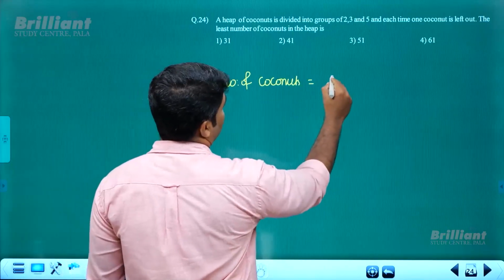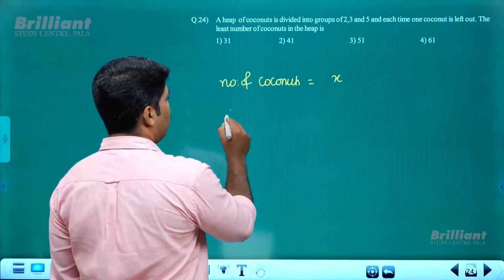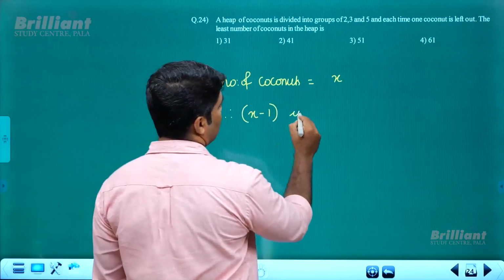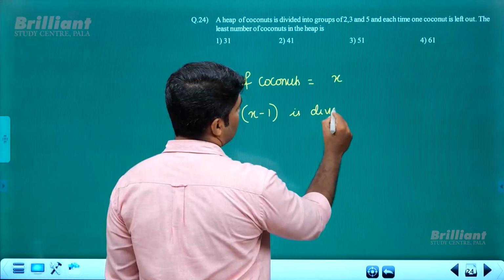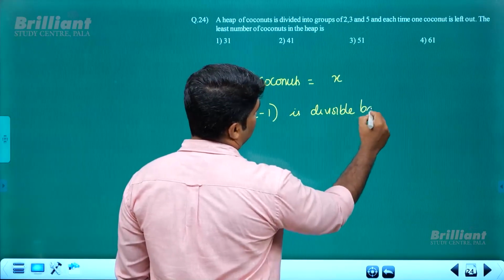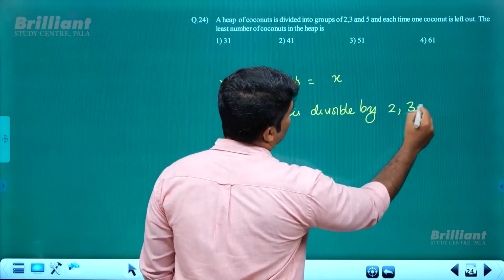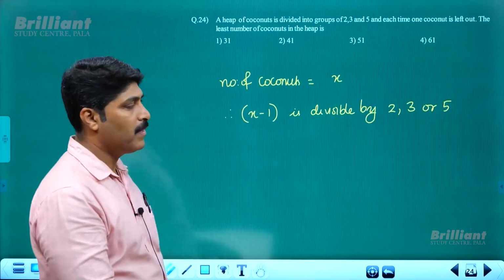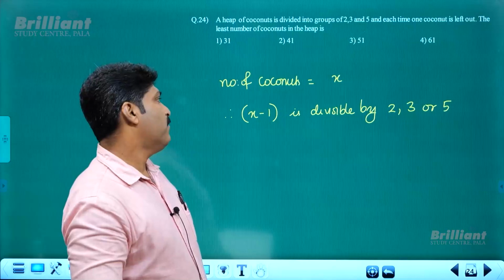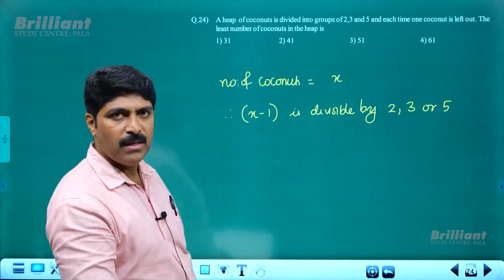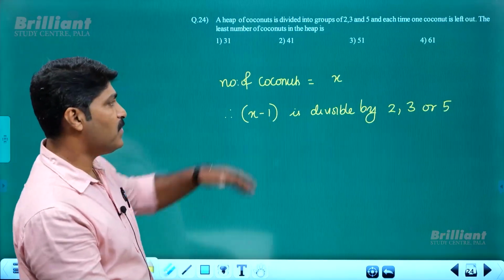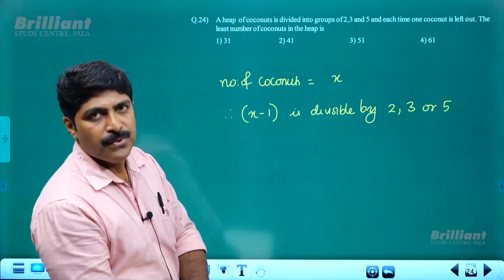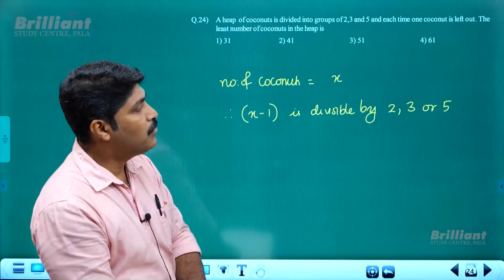Number of coconuts we are assuming as x. Therefore, x minus 1 is divisible by 2, 3, or 5. Got it? So what is the nature of this x minus 1? This x minus 1 is the least number that is a multiple of 2, 3, or 5. So that has an LCM of 2, 3, or 5.